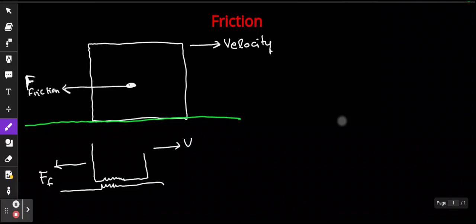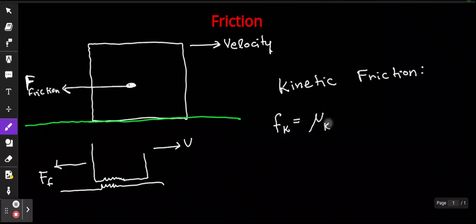This type of friction is called kinetic friction. And this means that the friction acts on the object when the object is moving. So if we were to say F stands for friction and the K stands for kinetic friction, the equation for kinetic friction would be F sub K equals mu K times the normal force of the object. Remember that we went over normal force in the previous video.